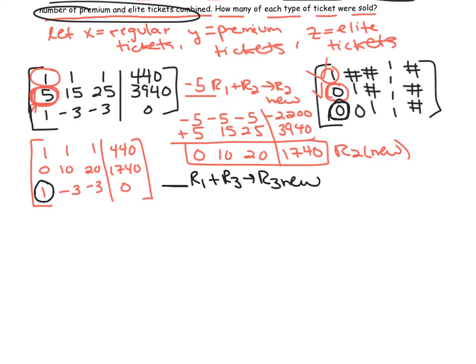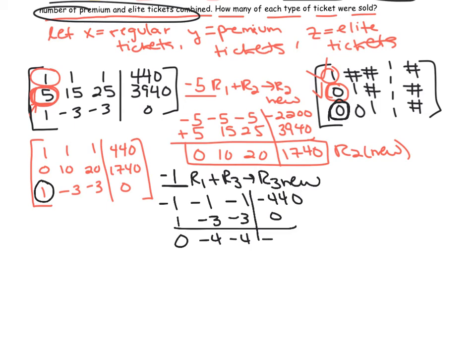All right, well, I need to multiply the first row by -1. So I'll have -1, -1, -1, -440. And I'm adding that with 1, -3, -3, and 0. So I'll have a 0 here, which is what I wanted. -4, -4, and -440. Awesome.